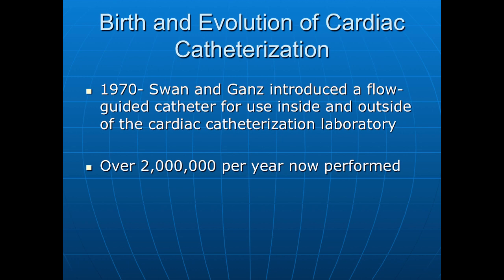In 1970, we had a couple of physicians, Swan and Ganz, who introduced a flow-guided catheter for use inside and outside of the cardiac laboratory. And the Swan-Ganz catheter is used when we look at the right side of the heart. The right side of the heart is the part of the heart where the inferior and superior vena cavas enter in. It has the right atrium, right ventricle, pulmonary artery, and out into the lungs.